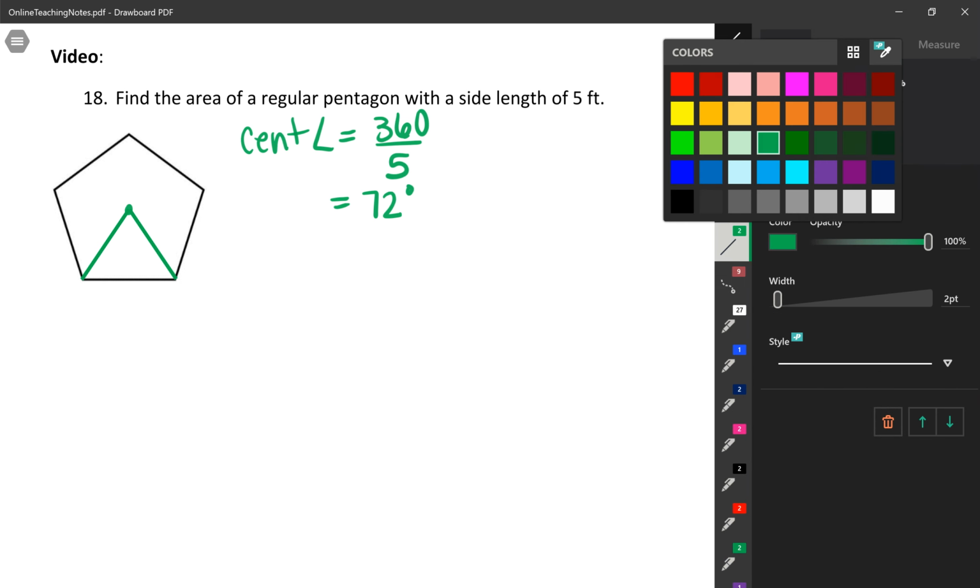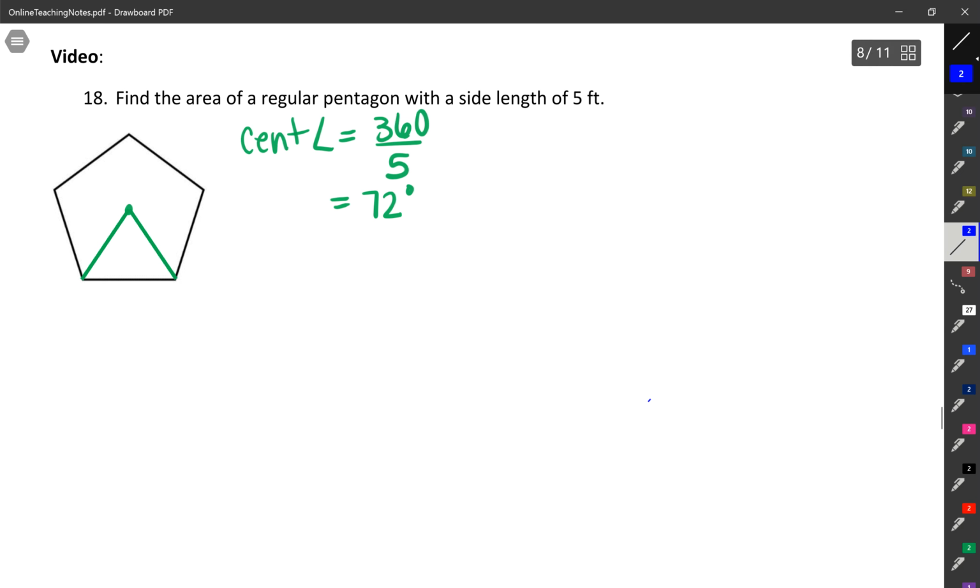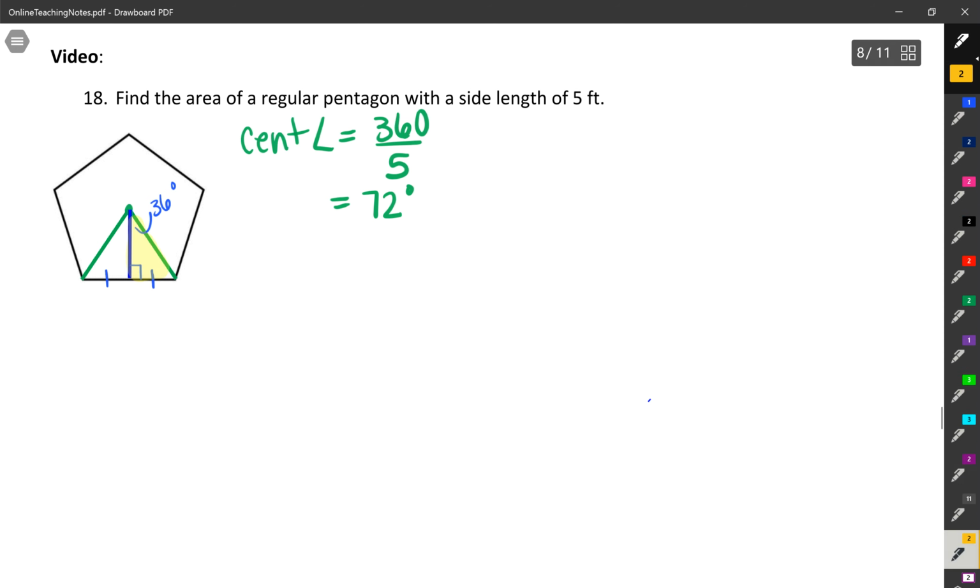And now I know that when I draw in my apothem, let's make it blue, that apothem is going to bisect the central angle and also bisect the opposite side. So if I bisect my 72 degrees, I know this angle inside here is now 36 degrees. So if I take this little yellow triangle and I redraw it, and as you get better at this, you might not have to redraw it, I know that this angle up here is 36 degrees.